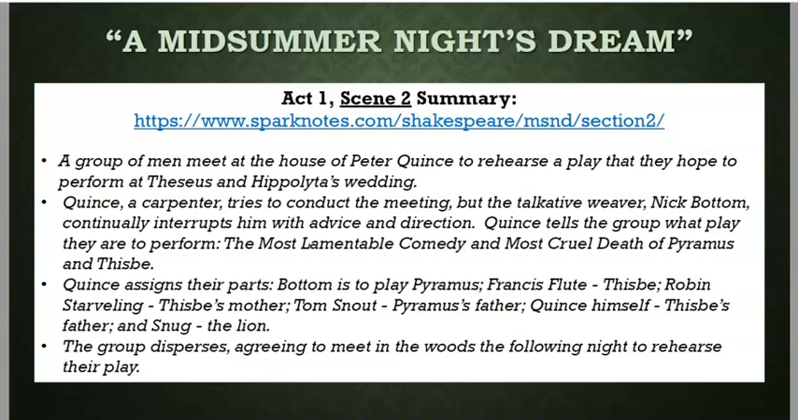So for Midsummer Night's Dream, Act 1, Scene 2 summary, taken from SparkNotes. A group of men meet at the house of Peter Quince to rehearse a play that they hope to perform at Theseus and Hippolyta's wedding. Quince, a carpenter, tries to conduct the meeting, but the talkative weaver, Nick Bottom, continually interrupts him with advice and direction. Quince tells the group what play they are to perform: The most lamentable comedy and most cruel death of Pyramus and Thisbe.